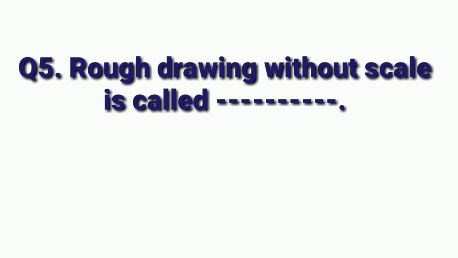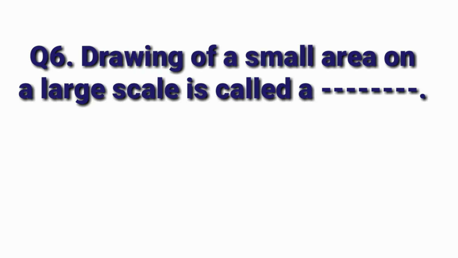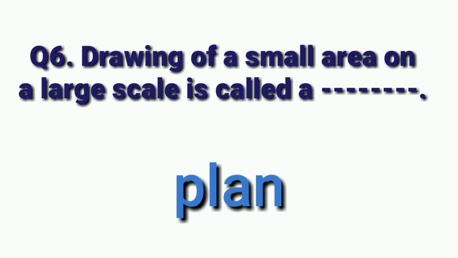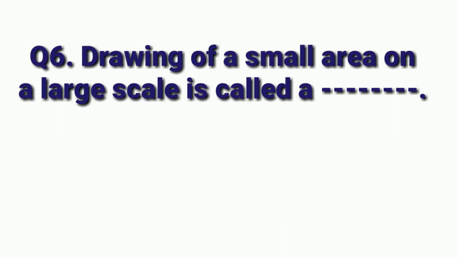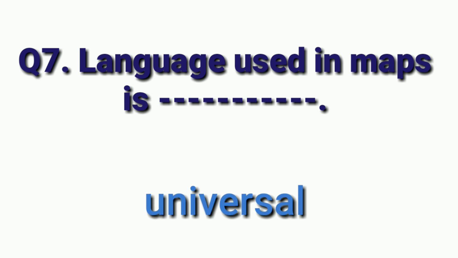Next question is, a rough drawing without a scale is called dash. Answer is sketch. Sketch is a rough drawing. Next question is, a drawing of a small area on a large scale is called dash. Answer is plan. Next question is, language used in maps is dash. Answer is universal.